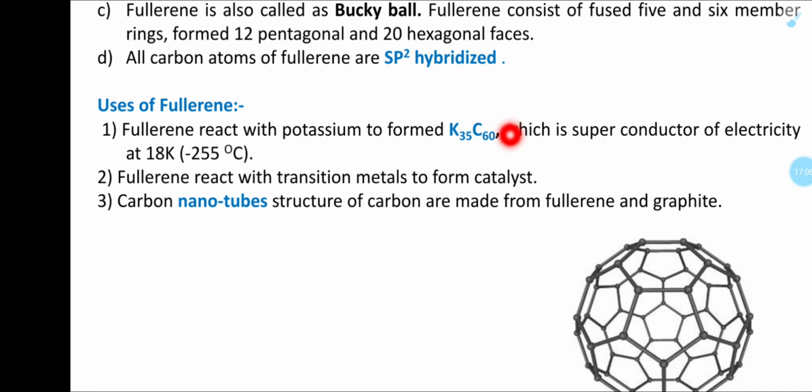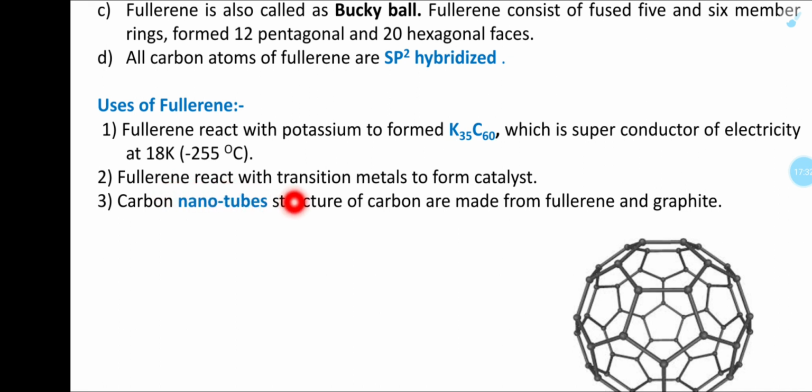This is a very important material. A question may arise: what are the uses of fullerene, that means the dash material of fullerene formed which is used as a superconductor? That is K3C60, which is used as a superconductor.